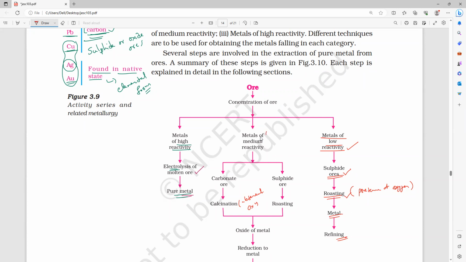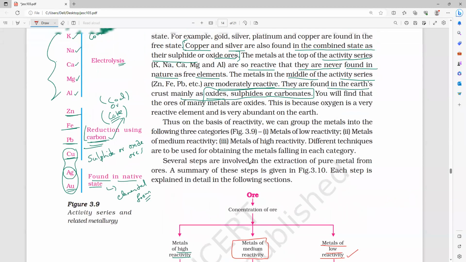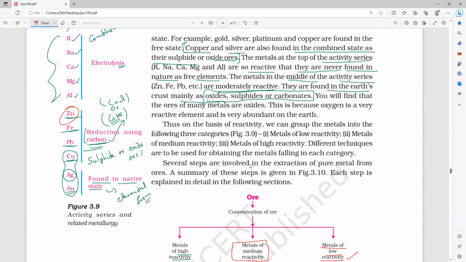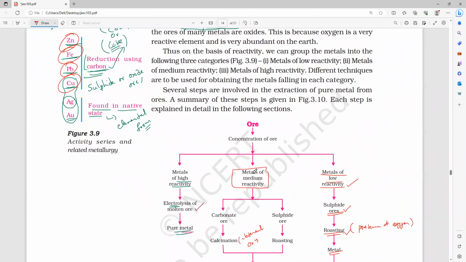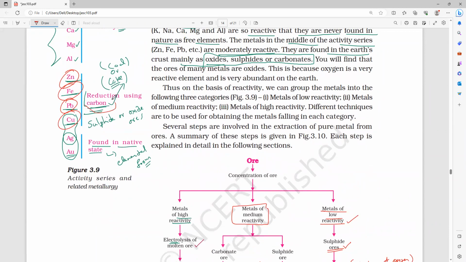If it is metals of medium reactivity, this is the big problem. What are the metals? Zinc, iron, lead, as well as copper. Moderately reactive metals. So here we have to use a reducing agent. What is the reducing agent, guys? Carbon. Coke or carbon.